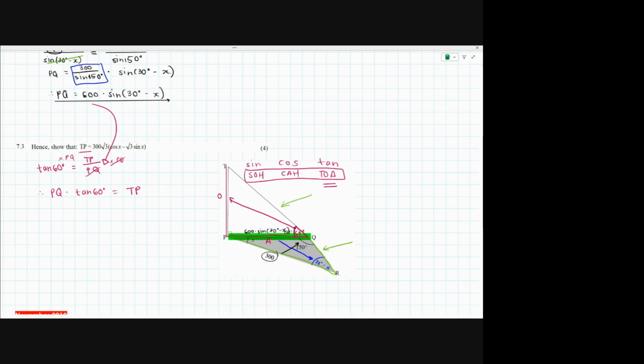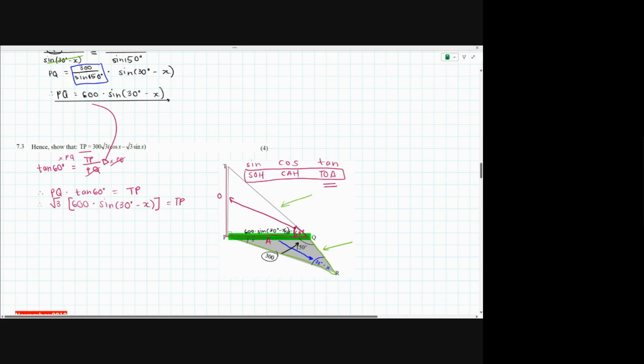Now tan of 60 is root 3. So we've got root 3 times PQ, which is 600 sine of 30 minus x, is equal to TP. Let's just fix that bracket. So remember, tan of 60, you can type that into your calculator, you get the ratio root 3. And now we've got that.